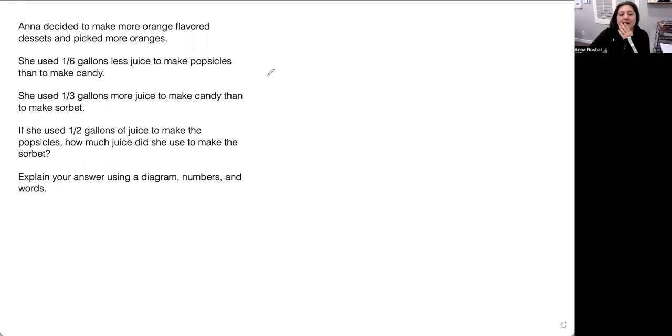So maybe the previous problem, she was making other orange flavored desserts. And so she had to go and pick more oranges. Okay, so she used 1/6 of a gallon less juice to make popsicles and candy. So she's making some popsicles. And she's making candy. And she's using more juice for the candy. Okay, so she's using 1/6 more for the candy.